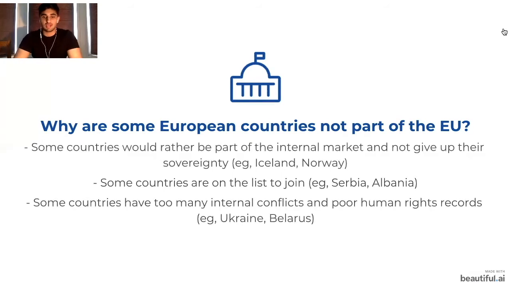Some countries have far too many internal conflicts and, like I said, poor human rights records. So Ukraine, Belarus. Ukraine is in a long-running dispute with Russia over Crimea. And the problem is, if the EU was to integrate Ukraine into Europe, if Russia was to attack Ukraine, the EU would be put in a very awkward position where it has to help Ukraine, yet at the same time, it doesn't want full-on war with Russia. That would defeat the whole purpose.